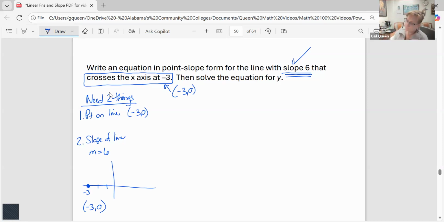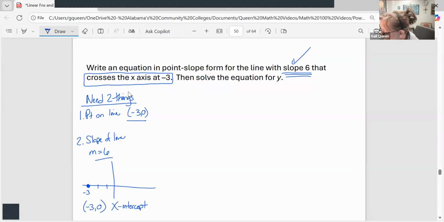Now, this point, when you touch or cross an axis, that point is called an intercept. This is an x-intercept because we are crossing the x-axis, okay? We're going to talk about intercepts more in just a minute. Okay, so now we have this point. So the 2 things that we needed to write the equation of a line are a point and a slope, and now we have a point and a slope.